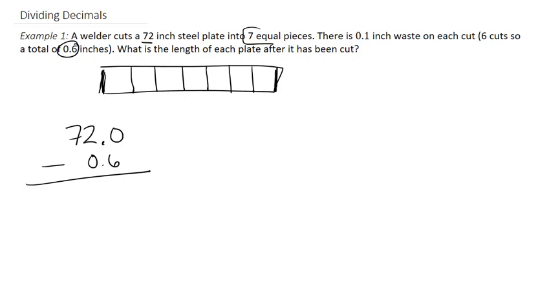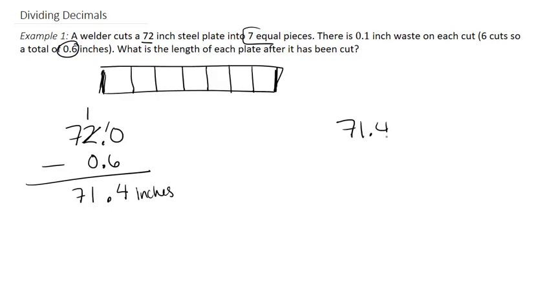and then subtract from this 0.6 to give us our new length that we'll then divide. So we have 0 minus 6, which can't be done. So we need to borrow from this 2. This becomes a 1, and we borrow a whole 10. So now we have 10 minus 6, which is 4. Bring down the decimal straight down. 1 minus 0 is 1, and then we have 7. So now we have 71.4 inches as our new total for the length, because we know we're going to lose some in the length for each cut.